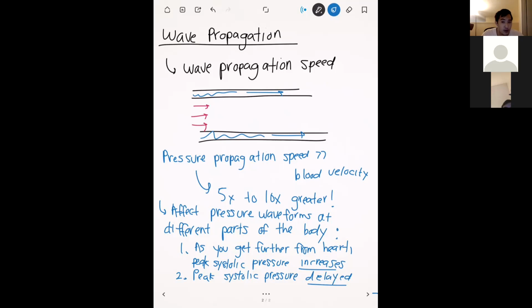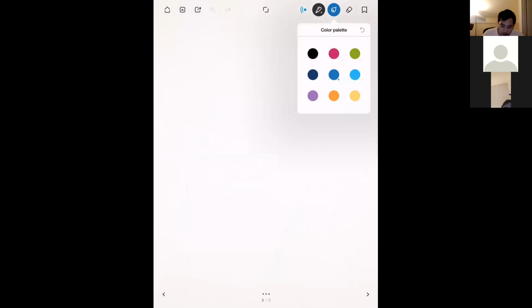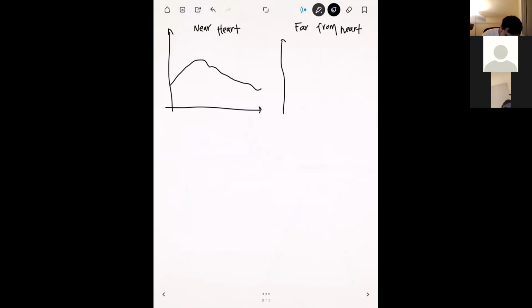But are there any questions on any of this? Okay. So let me draw a picture just to illustrate this for you. Okay. And so we draw an example graph near the heart. We might have something that looks like this. Okay. Whereas far away from the heart, you might have a graph that looks like this.